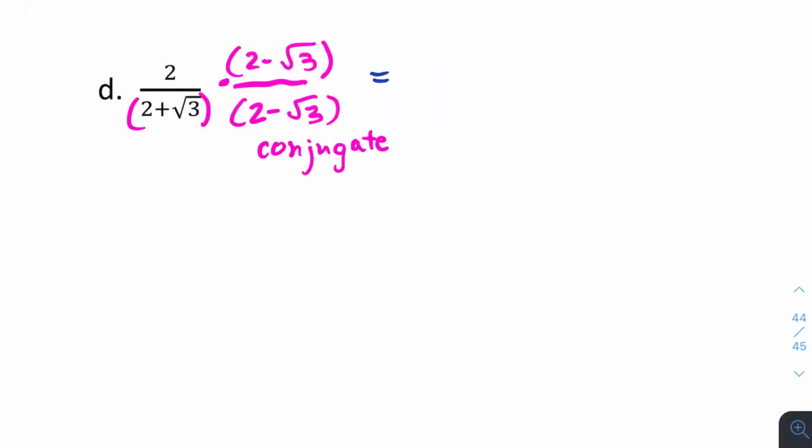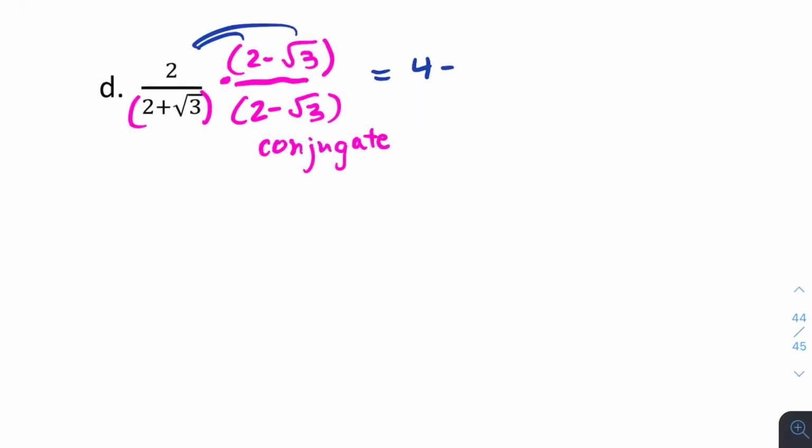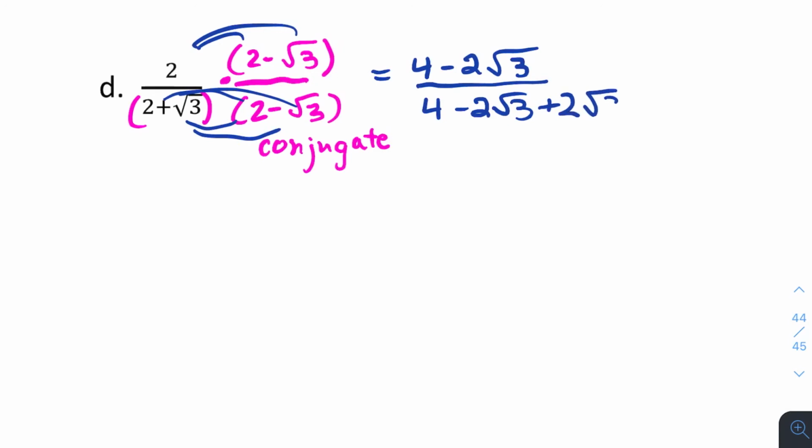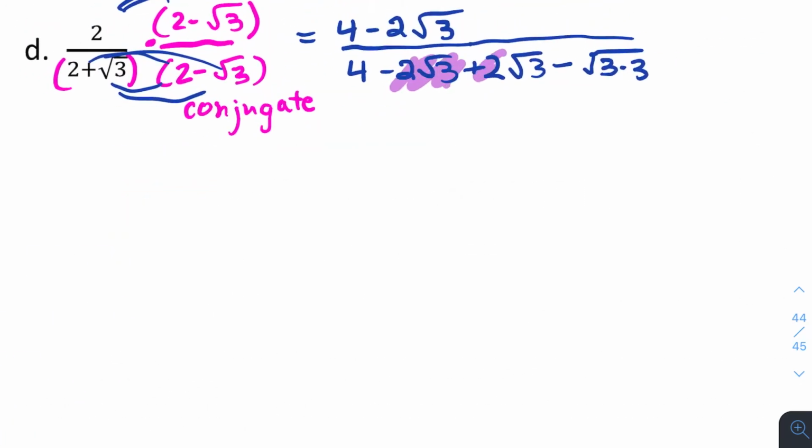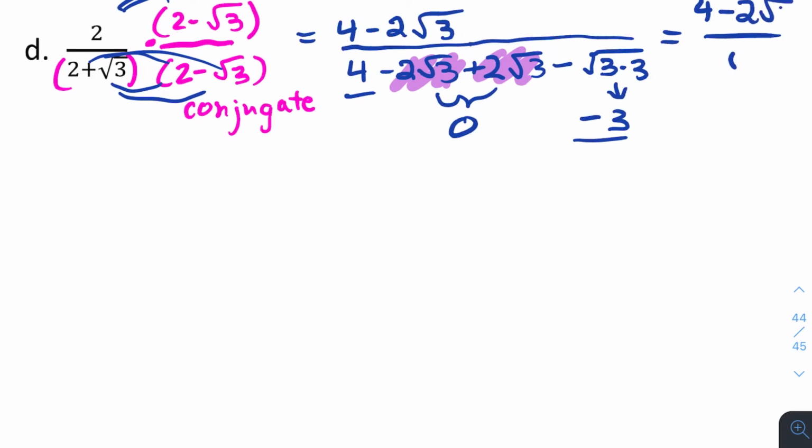If you multiply your 2 times both of your terms, you get 4 minus 2 square root 3. And then denominator, 2 times 2 will give you 4. You get a negative 2 square root 3. And then if you multiply your square root 3 times each, you get a positive 2 square root 3 and a negative square root of 3 times 3, or just a negative 3. So your middle terms, because they were opposite signs, are going to subtract off to 0. That's why we use the conjugate. And then square root of our 9 is just negative 3. So in your denominator, you just end up with 1. No radicals. That's what we wanted. And then you don't even really have to write it over 1. You can just have 4 minus 2 square root 3.